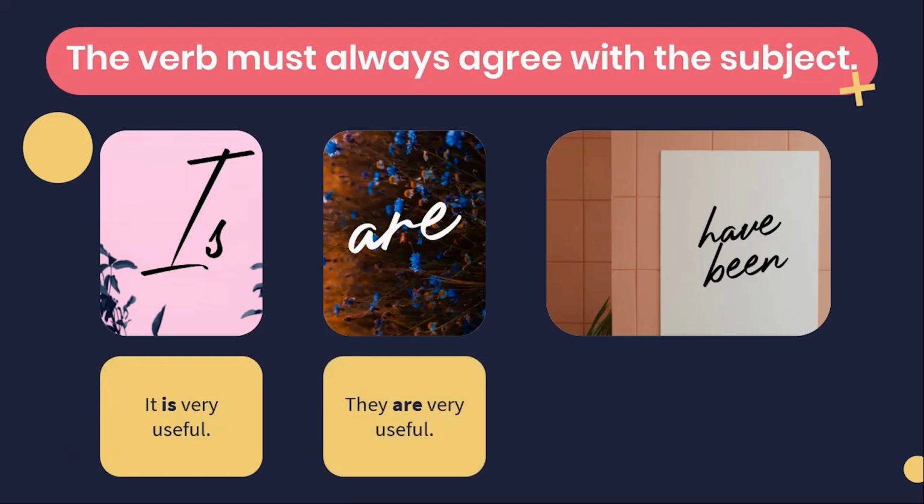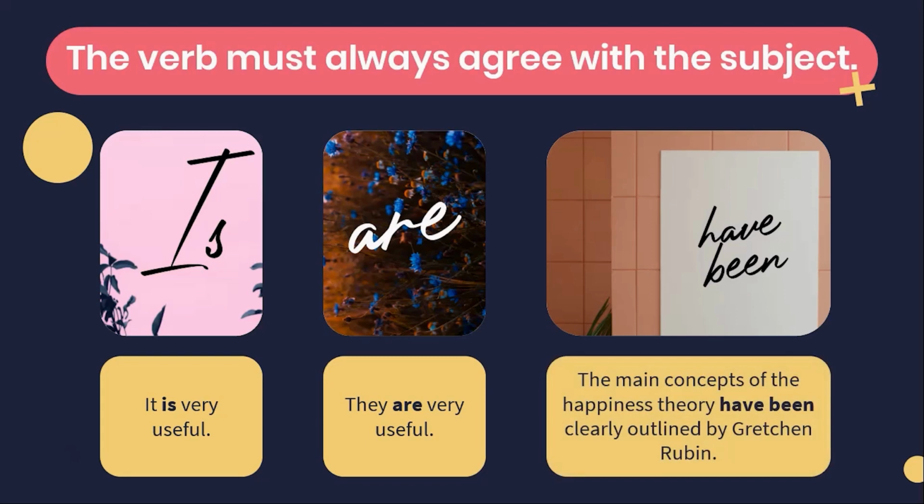Now people do seem to get a bit confused when the subject is far away from the verb. Let's have a look at this example. The main concepts of the happiness theory have been clearly outlined by Gretchen Rubin. In this case, concepts is plural, and that is also the subject. That's why the verb is have been. However, we do have a singular noun before the verb, which is theory, and this might make things a little bit confusing. The secret in this instance is to always identify the subject and then make sure the verb matches it.